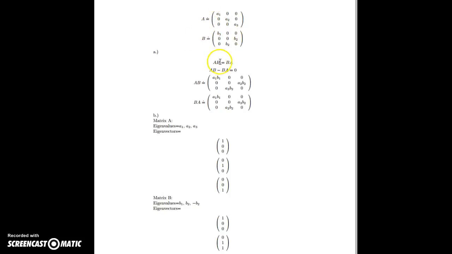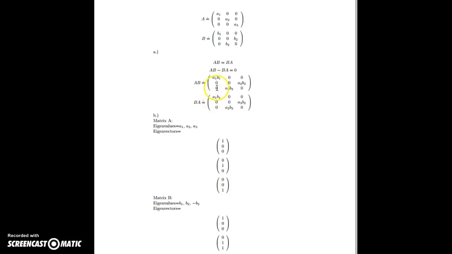So in other words, does A times B equal B times A? Or, rewriting it, A times B minus B times A would be 0 if they commute. And so first I found A times B, which is this matrix, and then I found B times A, which is this matrix.